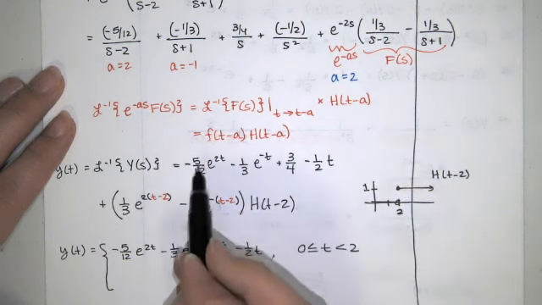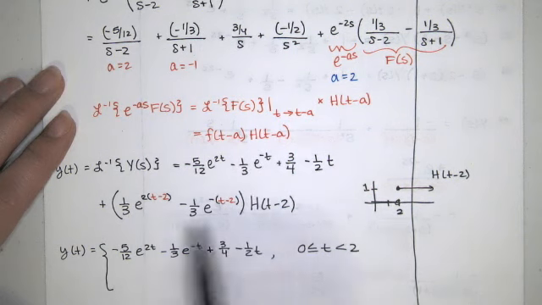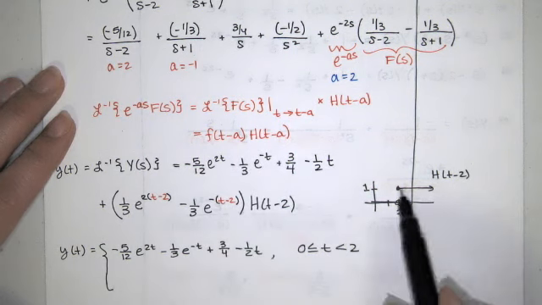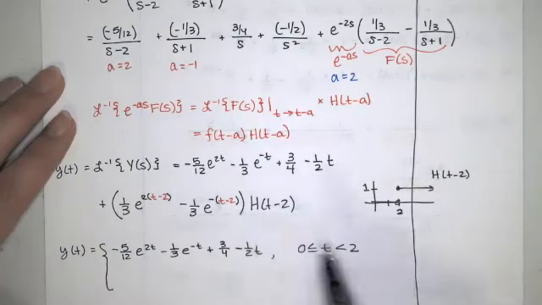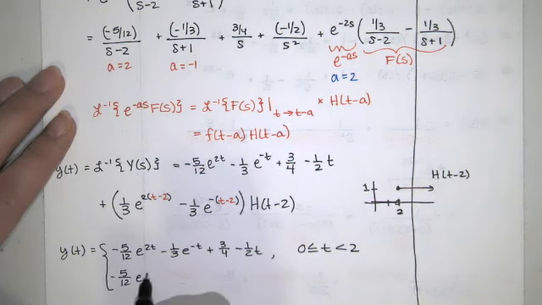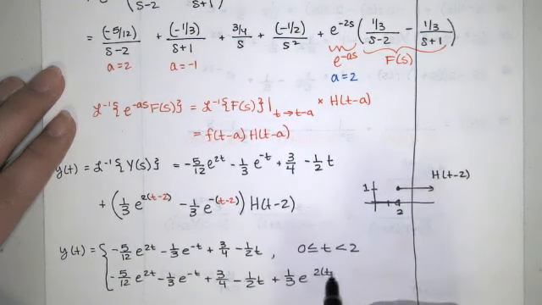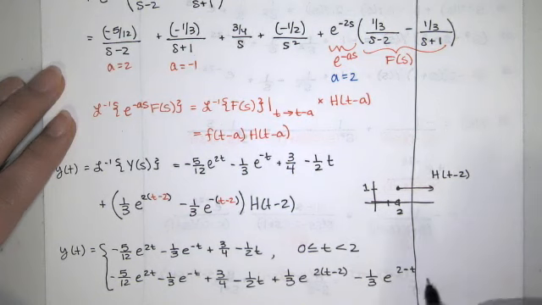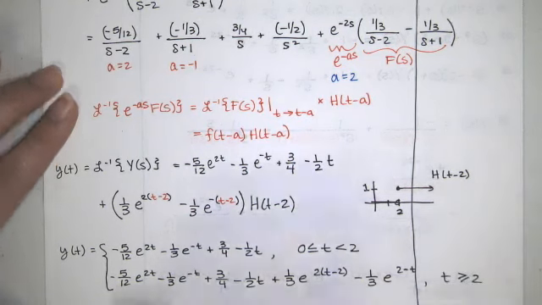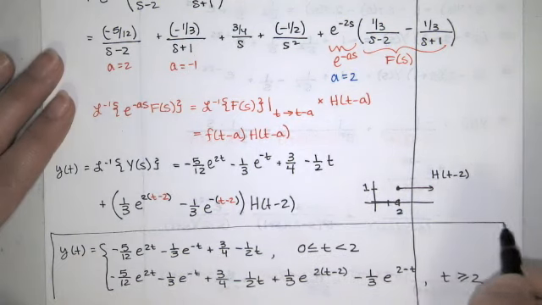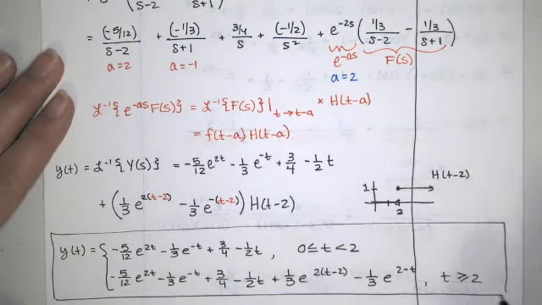And then on the interval from 2 to infinity, we have this plus this times 1, because on the interval from 2 to infinity, the Heaviside function is 1. So I'm just multiplying this by 1. So it just ends up being this plus this. Okay, and that's our y(t). So that's the answer for problem 1.